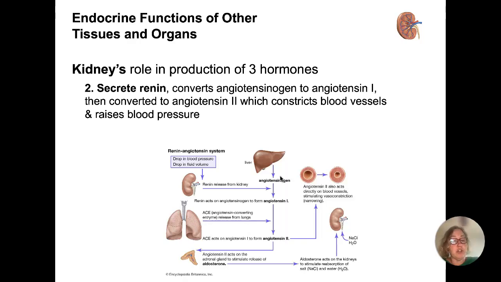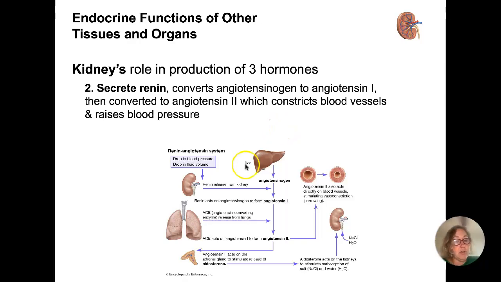It also secretes renin. What is renin? What is angiotensinogen and angiotensin 1? And that is converted to angiotensin 2, which constricts blood vessels and raises blood pressure.